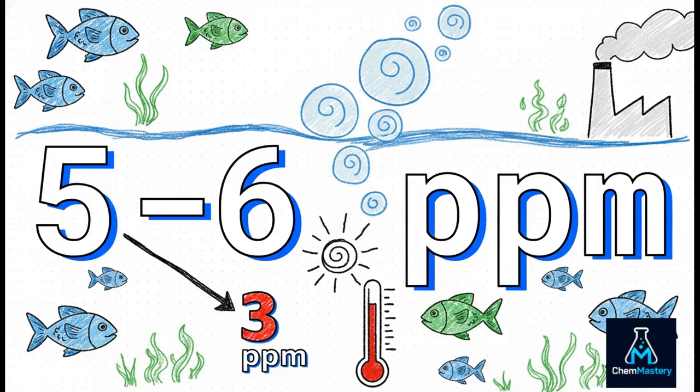Want to know why this matters outside the lab? Look at this number, 5 to 6 parts per million. That is the exact amount of dissolved oxygen fish need in their water to survive and thrive. If the water temperature rises too high, maybe during a crazy hot summer or because of industrial pollution, the solubility of oxygen drops. If that oxygen level dips below 3 ppm, it is super stressful for the fish and it can even be fatal. Temperature literally dictates exactly how much life-saving gas the water can hold.